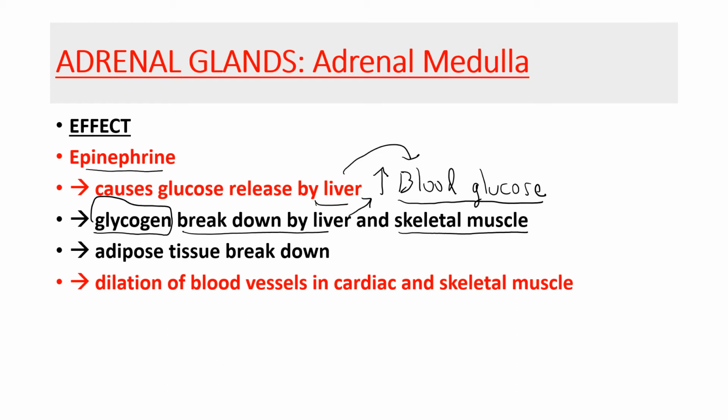Adipose tissue will start to break down in order to release lipids into the blood. Epinephrine also has an effect on blood vessels of the heart and skeletal muscle, causing dilation of these blood vessels.